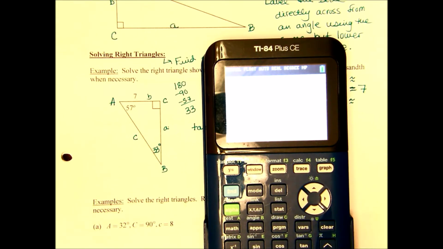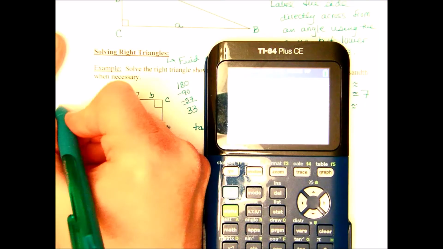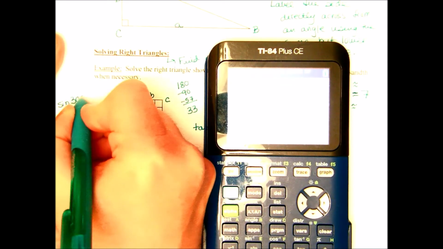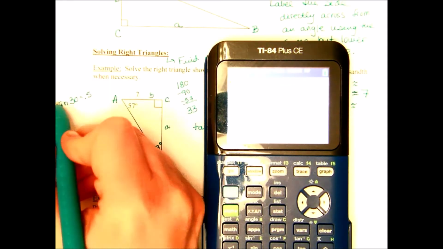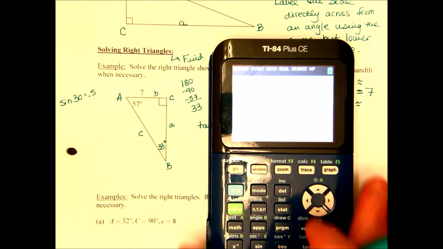To make sure your calculator's in the right mode, one little test we can do is type in the sine of 30 degrees, and if it's working properly, it should tell us 0.5. Let me check my calculator. Am I in the right mode? Sine 30 equals 0.5. Perfect. Why is the sine of 30 degrees 0.5? Not yet. We'll get there in a couple weeks.